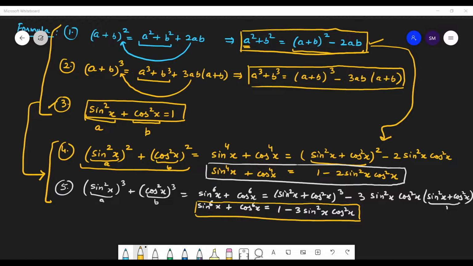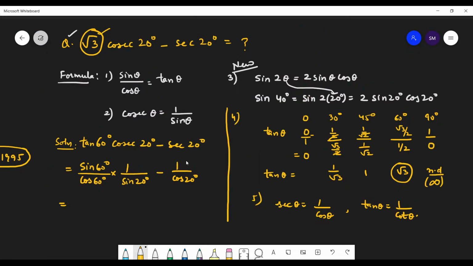So students, I have simply written root 3 as tan 60 degree, sine 60 upon cos 60, cosecant is 1 upon sine, and secant is 1 upon cos. Okay, now you can take LCM. So what will you get? Cos 60 degree into sine 20 degree. Yes, this into this. That will be your LCM. Cos 20 degree. Very good. So you have to multiply numerator and denominator by cos 20 degree, right?